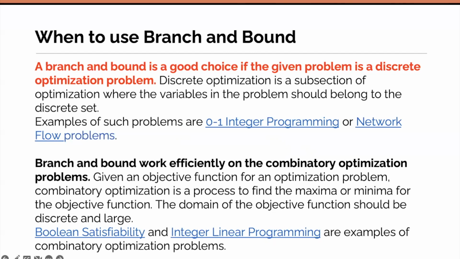For example, given an objective function for an optimization problem, combinatorial optimization is the process of finding the maximum or minimum of the objective function, where the domain of the objective function should be discrete and large. Examples of these kinds of problems are Boolean satisfiability and integer linear programming, which are combinatorial optimization problems. In these problems we can use the branch and bound method.